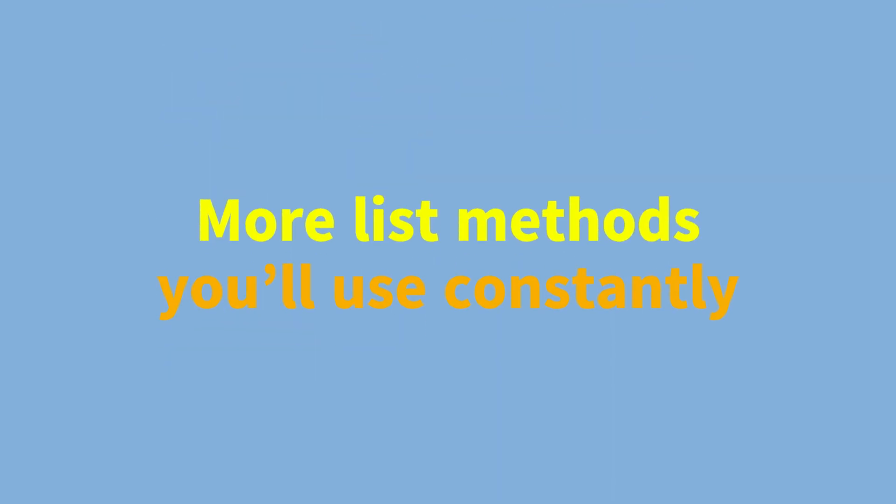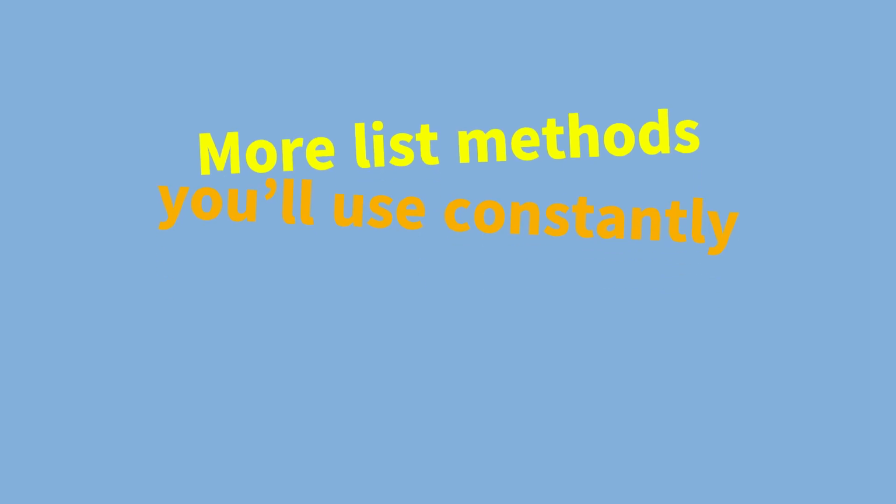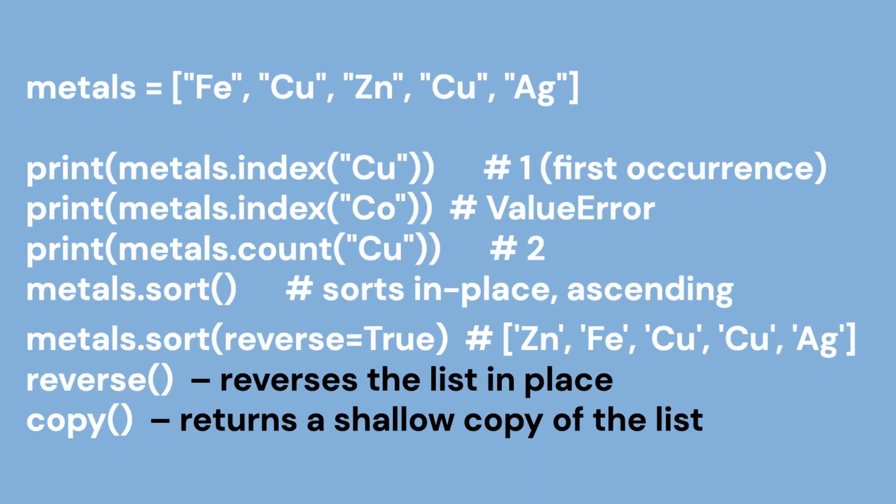More list methods you'll use constantly. The index function returns the position of an element, first occurrence only. If it doesn't exist, Python raises a value error. The count function returns the number of occurrences of the argument, handy when analyzing data or checking for duplicates.